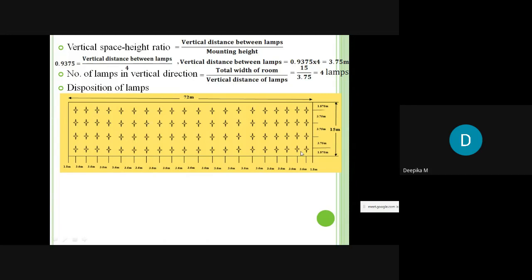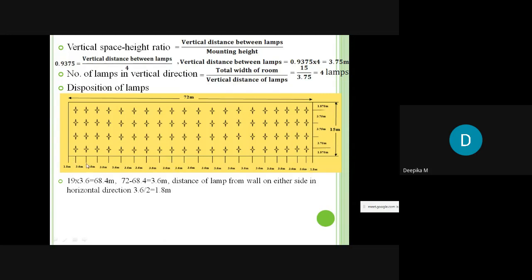Or we can say there are 4 rows and 20 columns are there. And we have calculated the horizontal spacing, which is nothing but 3.6 meter, and vertical spacing we have calculated, which is nothing but 3.75 meter. So these things we have calculated. So this is nothing but the disposition of lamp. Next, we also have to calculate this distance.